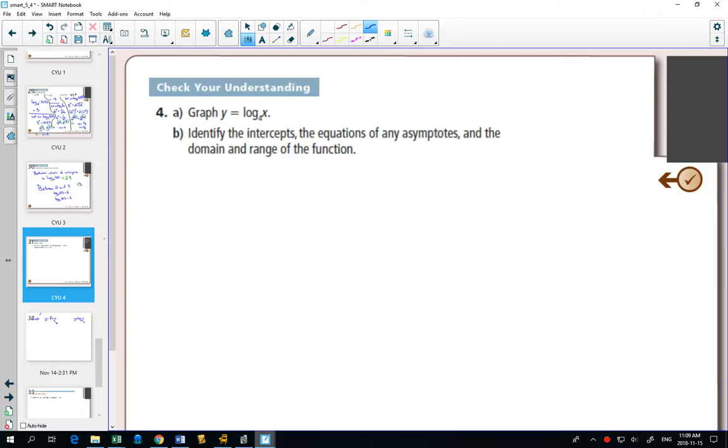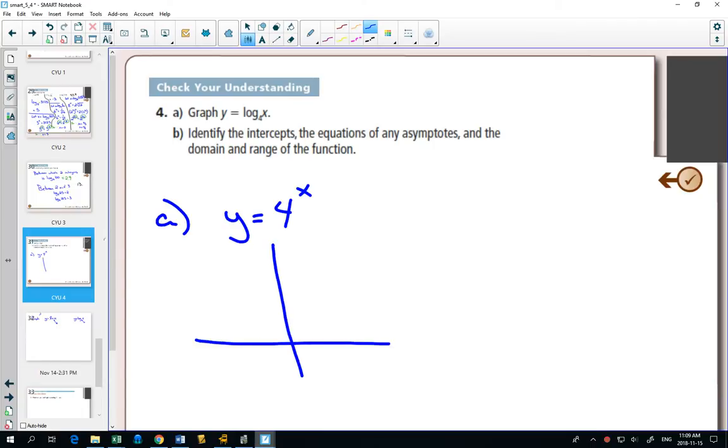So right now, one way that you could figure out the graph of y equals log base 4 of x is first graph y equals 4 to the x. And that graph we know goes through which 2 points? 0, 1, and 1, comma 4. And we know that it swoops up and has an asymptote at y equals 0.